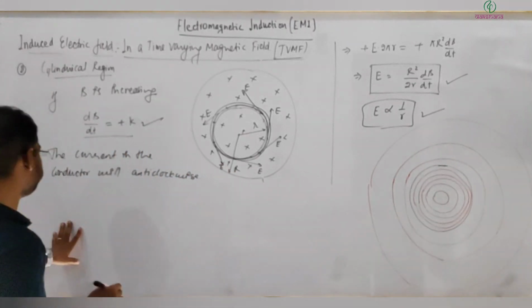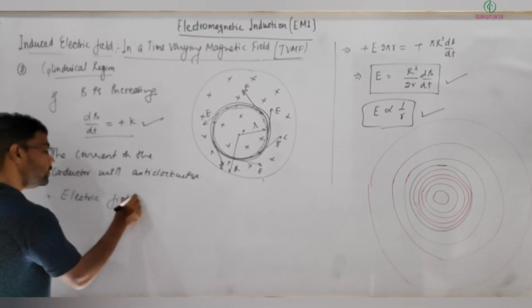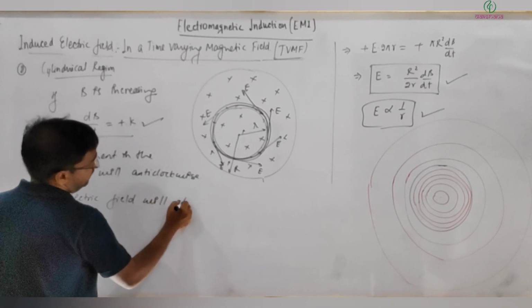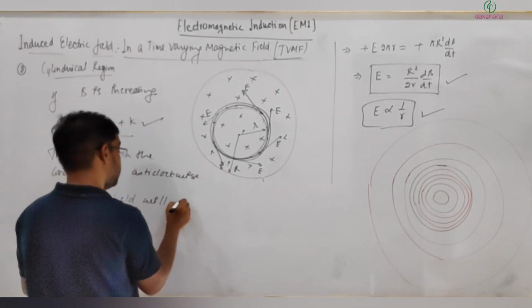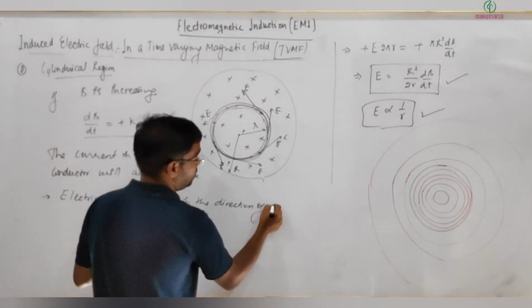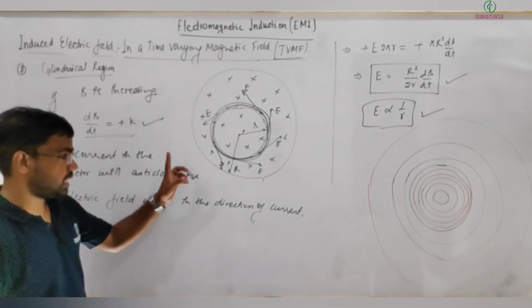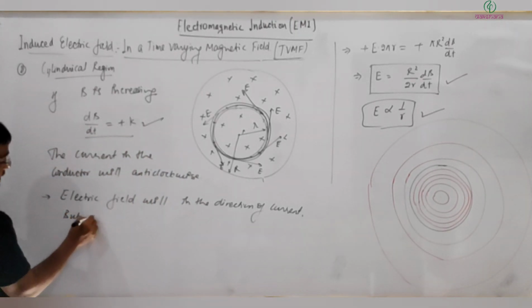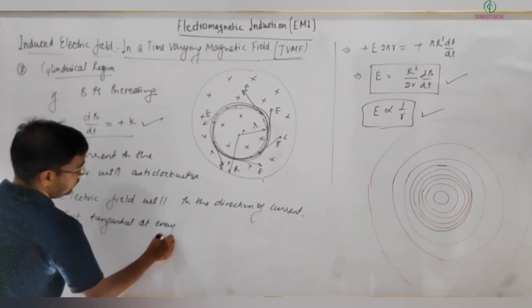So the electric field will be along the direction of current, meaning along the current, but tangential at every point.